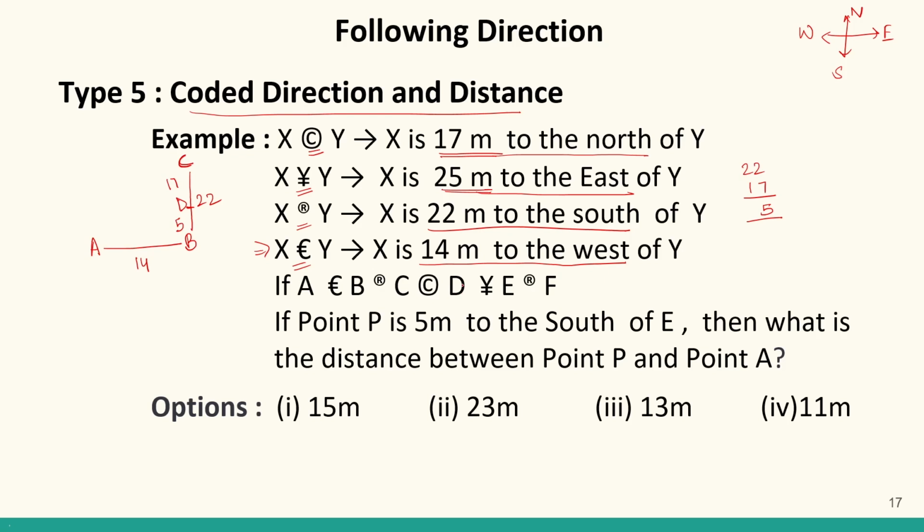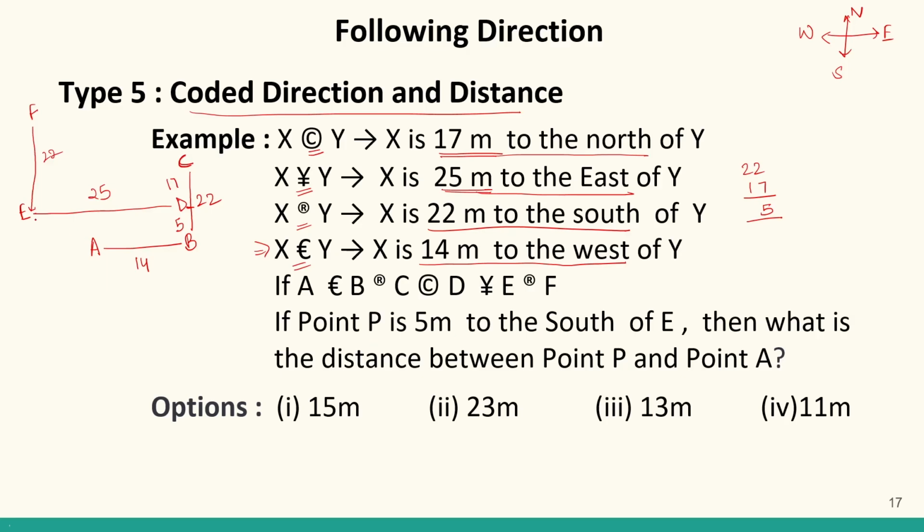Now D is 25 meter to the east of E. This is given. And E is 22 meter to the south of F. I'm taking reference here. So E is 22 meter to the south of F. Now, this is given in the question. Now, point P is 5 meter to the south of E.